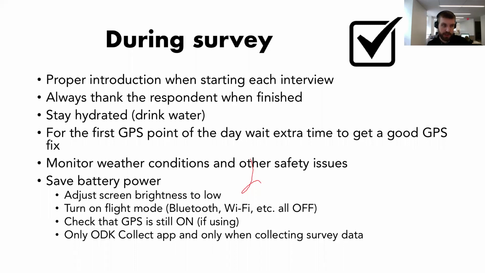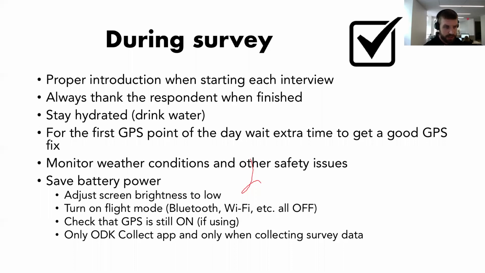The simple things like make sure people stay hydrated and drink water. GPS, if it's the first GPS point of the day, you need to wait a little bit of extra time for it to get a good fix, so you have an accurate location. In some places, weather can change rapidly. You don't want to be stuck out in the rain with some electronic equipment, so be sure to keep an eye on the weather.